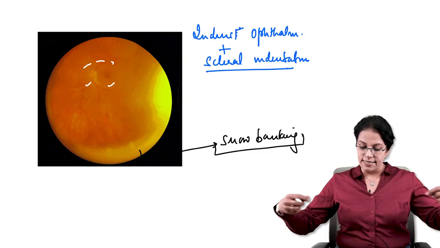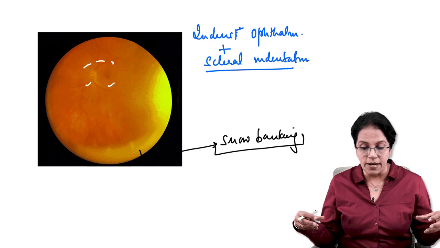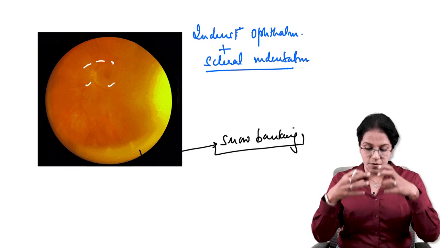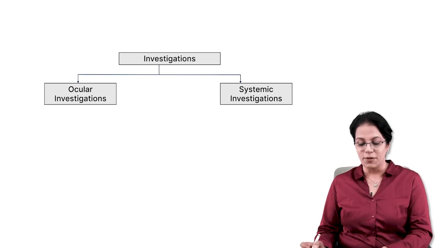Right? So when you are indenting the sclera, actually the most peripheral part of the retina and even the pars plana part will come in picture and you will be able to see it. Again, these are the snowballs which are so nicely seen here very clearly, right? Right. We next talk about the investigations.